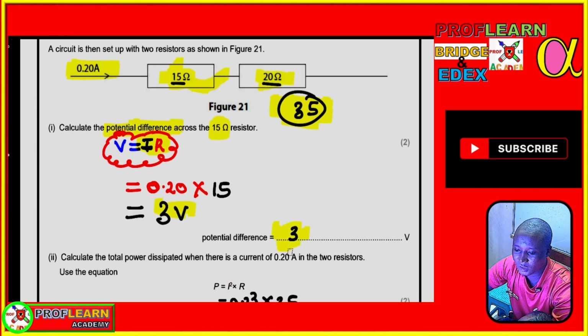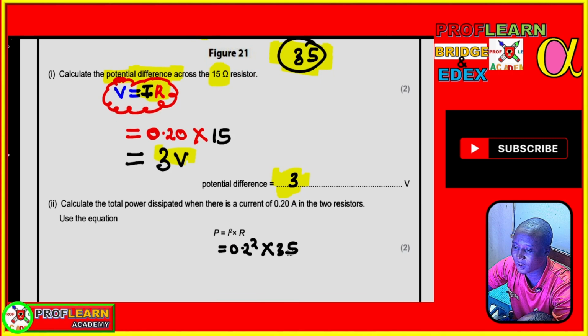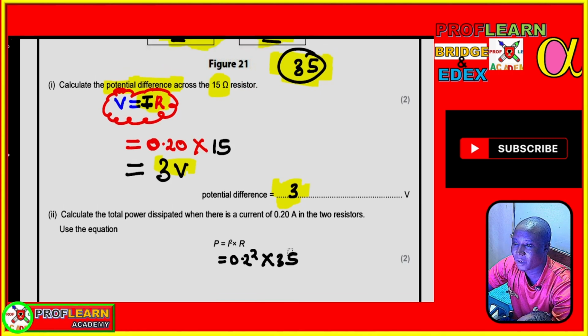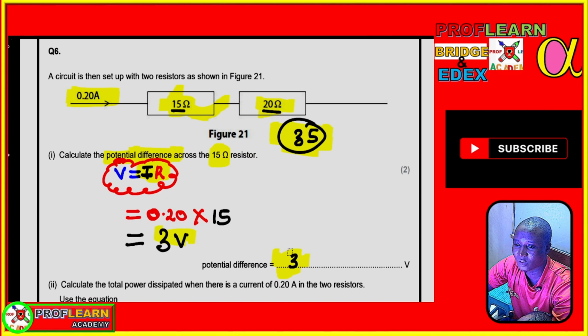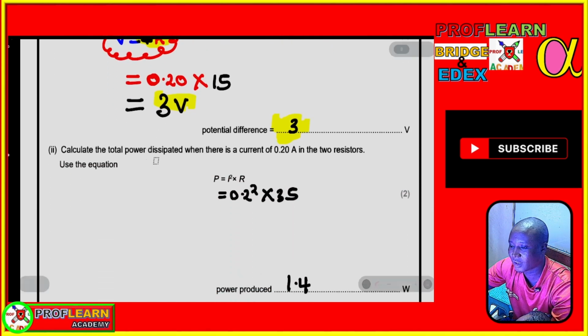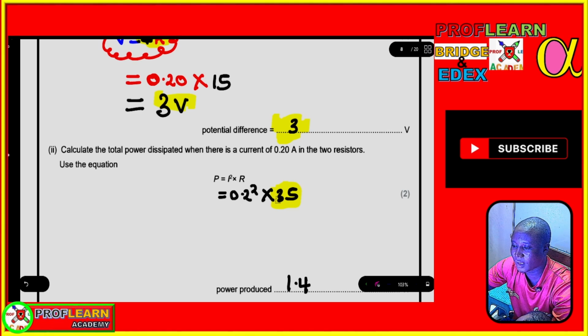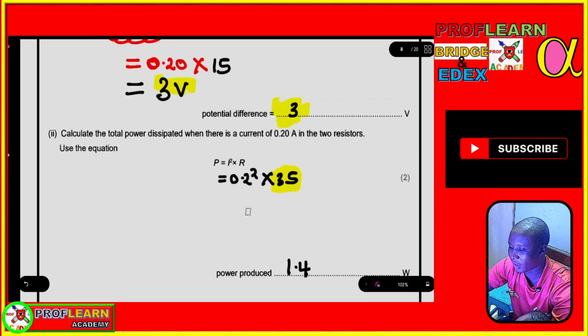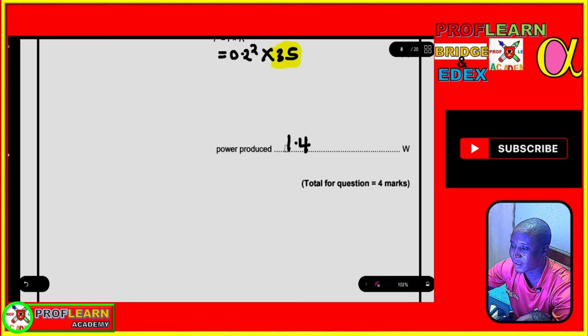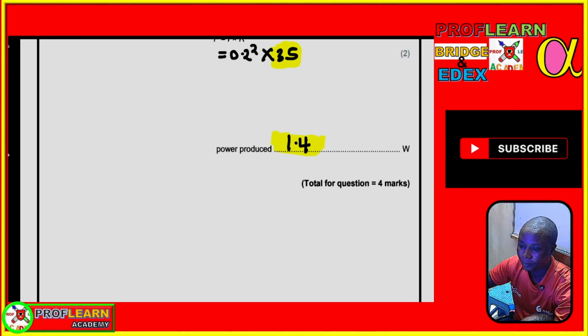But the next question is asking us the total power dissipated when there is a current of 0.2 in the two resistors. So power is I squared R, but the total resistance is what? 35. Then it will be 0.2 squared times 35, and that's going to translate to 1.4 watts as the power dissipated, or the power lost through those two components.